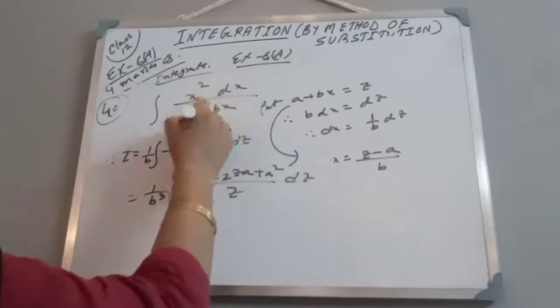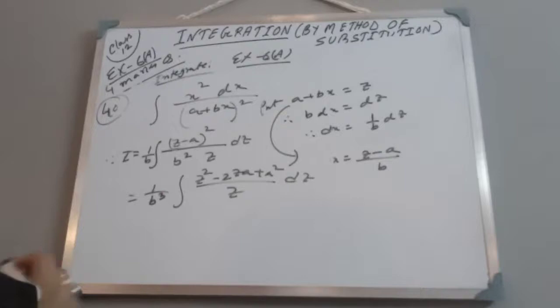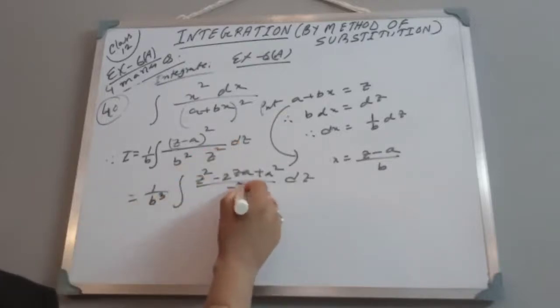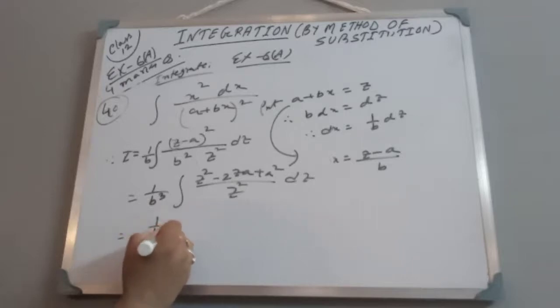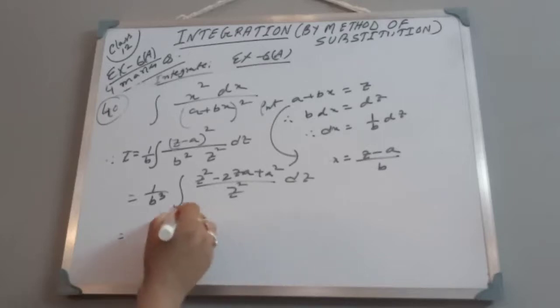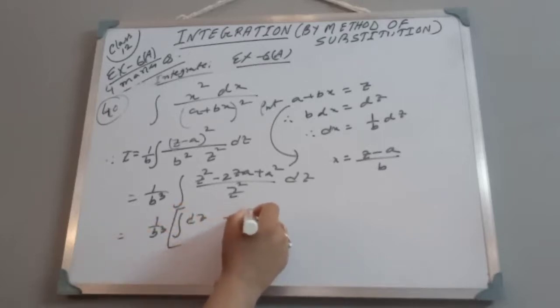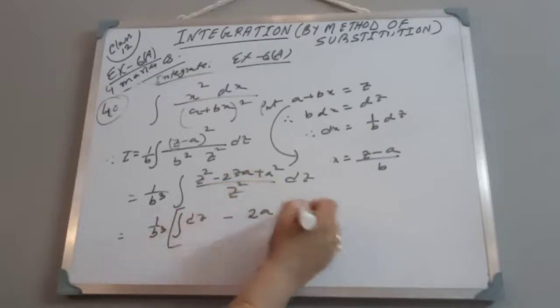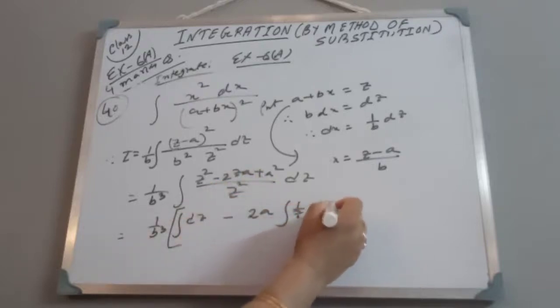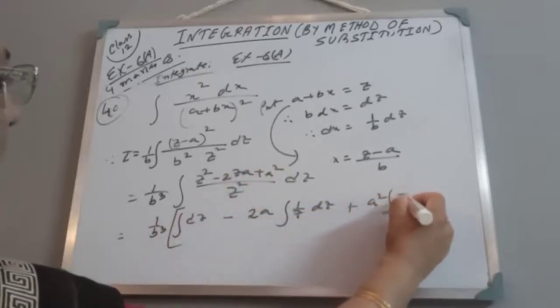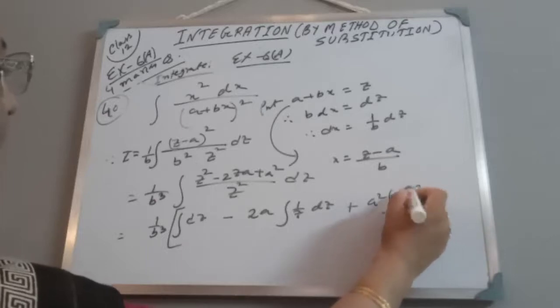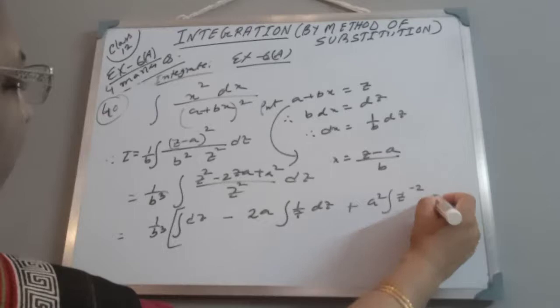So z square will be there. Then what we will get? We will get 1 by b cube integral z square by z, that is only z. So integral z dz we will get, minus 2az by z, that is minus 2a dz, and plus a square by z, that is a square z to the power minus 2 dz.